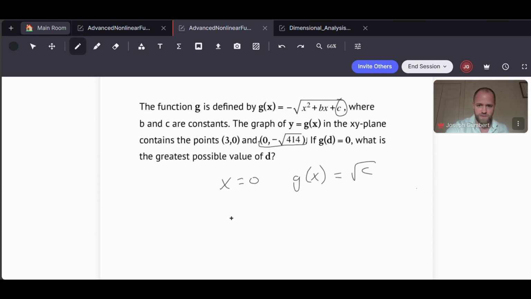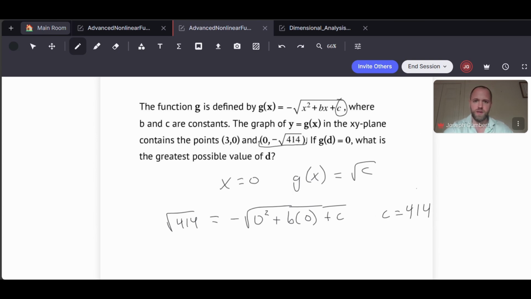And that's because if we have negative the square root of 0 squared plus b times 0, so that's just 0 plus 0, plus c, well, this is now going to equal the square root of 414, which means that c has to equal 414.